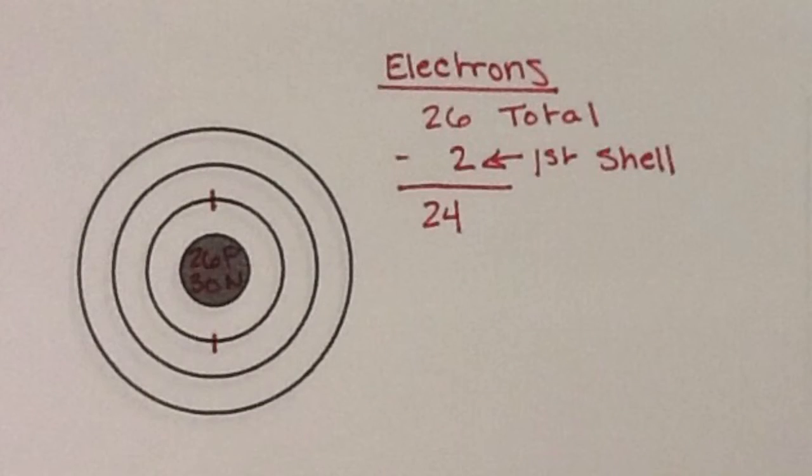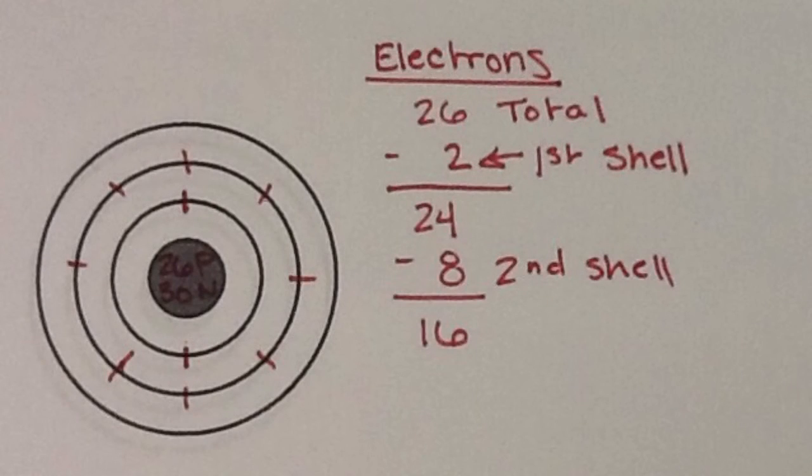Then we begin calculating for the electrons around the nucleus. We know from our notes that the first shell can hold up to 2 electrons. So we place our 2 electrons in the Bohr model, and then we subtract 2 from our total number of 26. We are left with 24 electrons. Knowing that the second shell can hold up to 8 electrons, we will fill the second shell completely and subtract 8 from 24, leaving us with 16 left over.